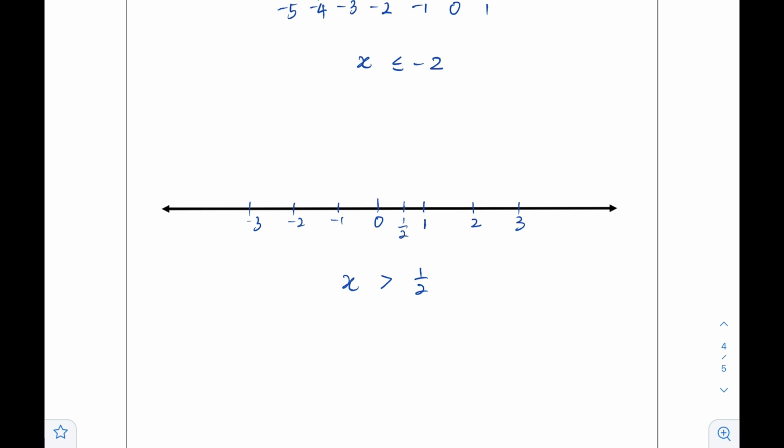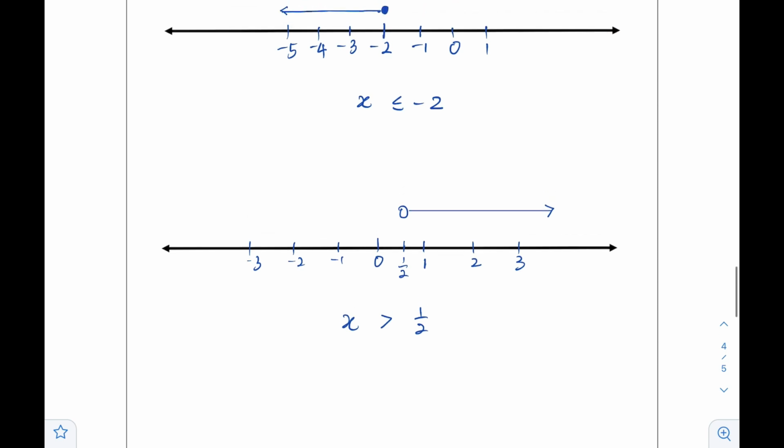And then since I want it to be greater than half, which means that I need to show that it cannot be exactly half, what I will do is use an unshaded circle to represent that x cannot be half, and x will be anything that is greater than half. So it will point to the right of half, right, and there I will draw that line to represent it. So that's how you represent inequalities on a number line.